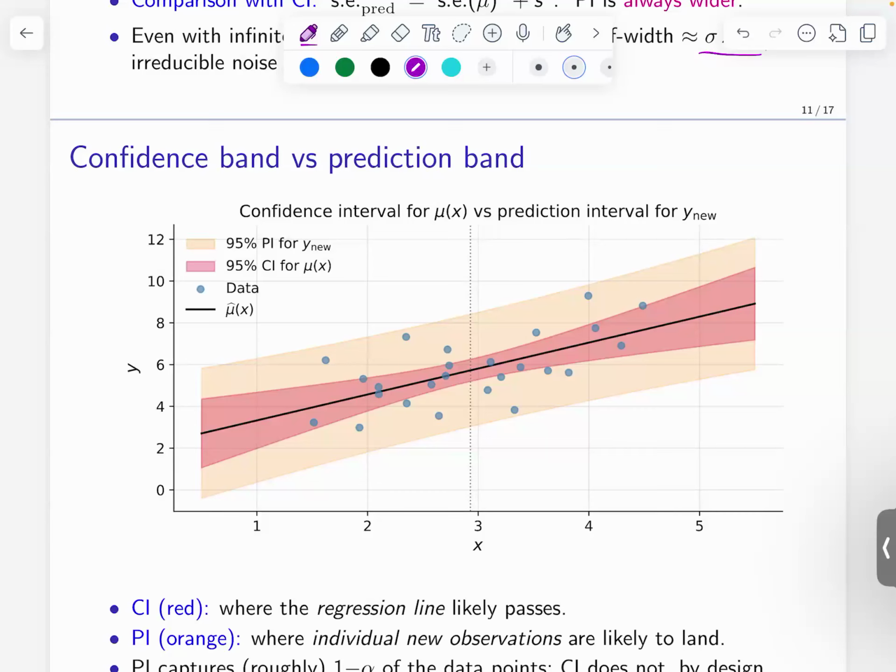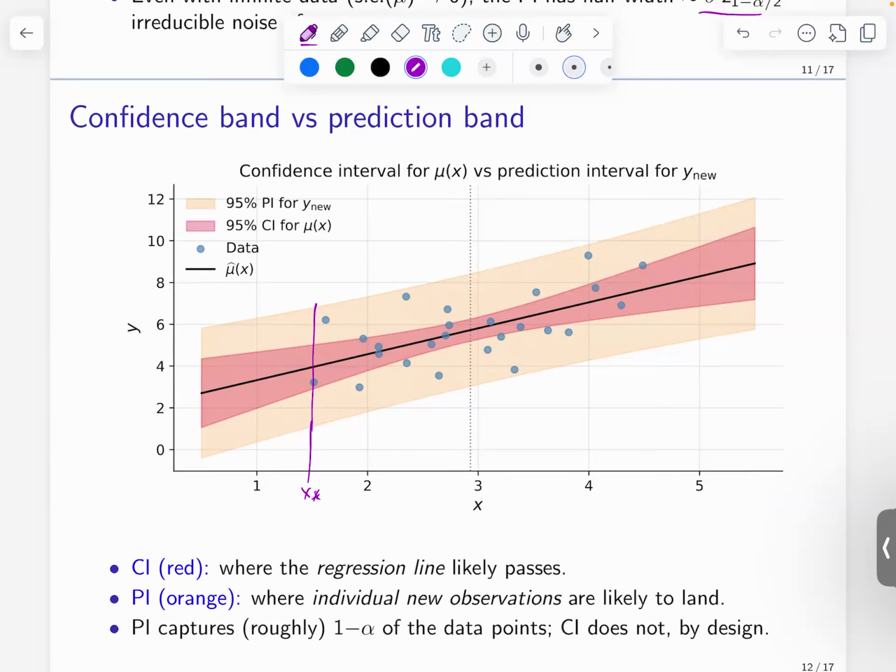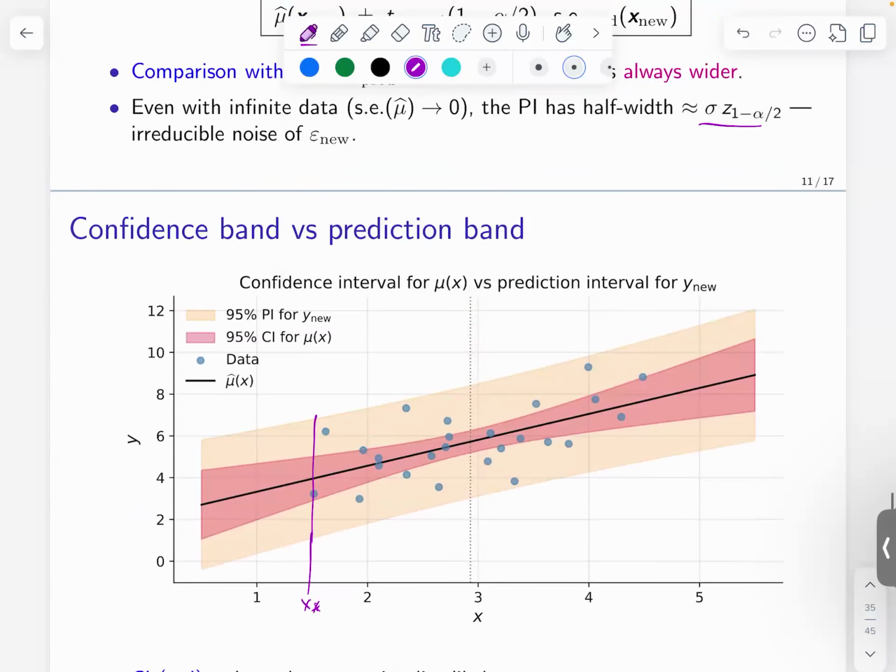The interpretation is that if I have a single x star and I draw many samples from this model with that x star, then 95% of the new observations are going to be in that band. It doesn't tell you that 95% of all the observations across all the x's are, because we're fixing a single x star. We're lucky here, everything is kind of inside that band, but that's not what this means. So any questions about this?